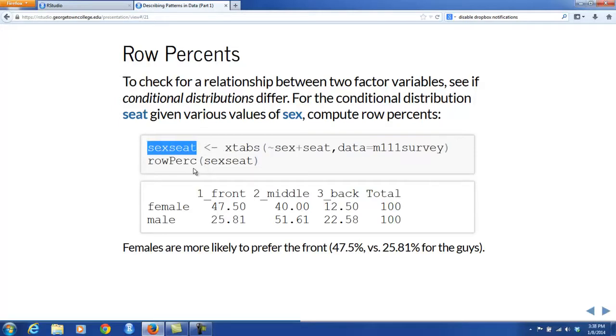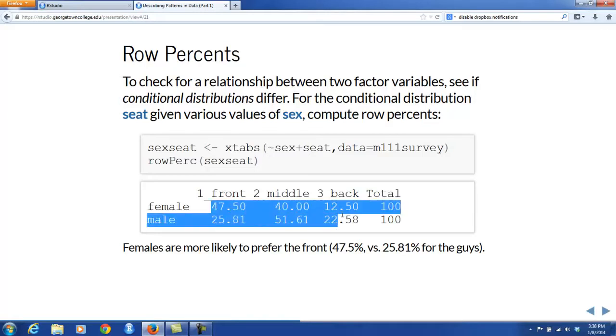You can name the object anything you like, but I strongly suggest that you name it something that you've not seen named before with the same name, and that you don't expect to ever have to use for something else again. But it should also be a descriptive name that reminds you of what's in that object. So I thought sex seat was pretty descriptive, and it's going to contain that cross table. And then, if I apply row percents to the cross table that's in sex seat, then I get the same cross table but with row percentages instead of counts.